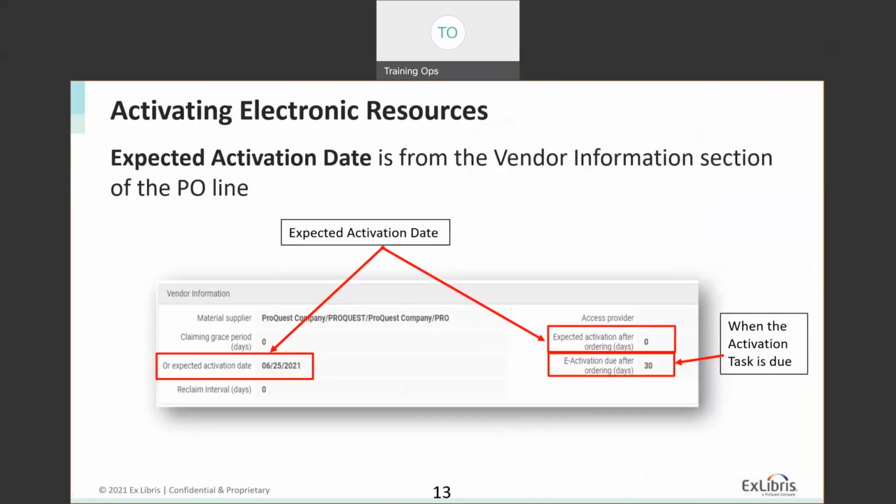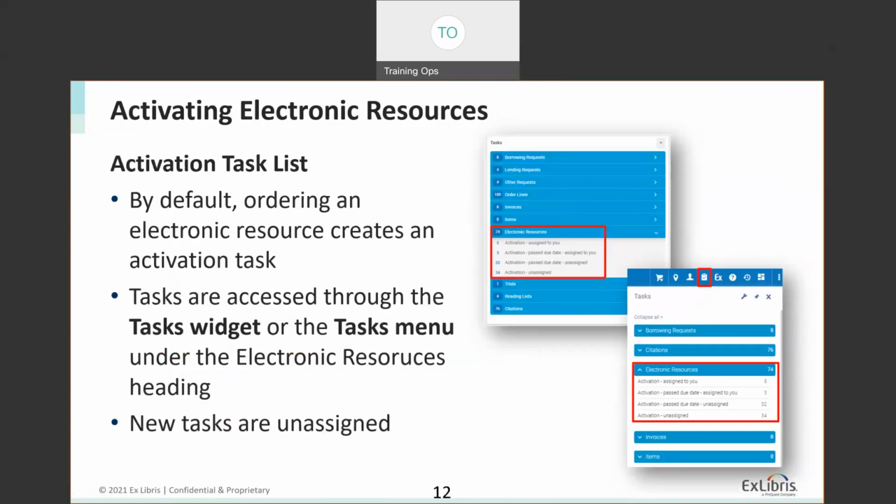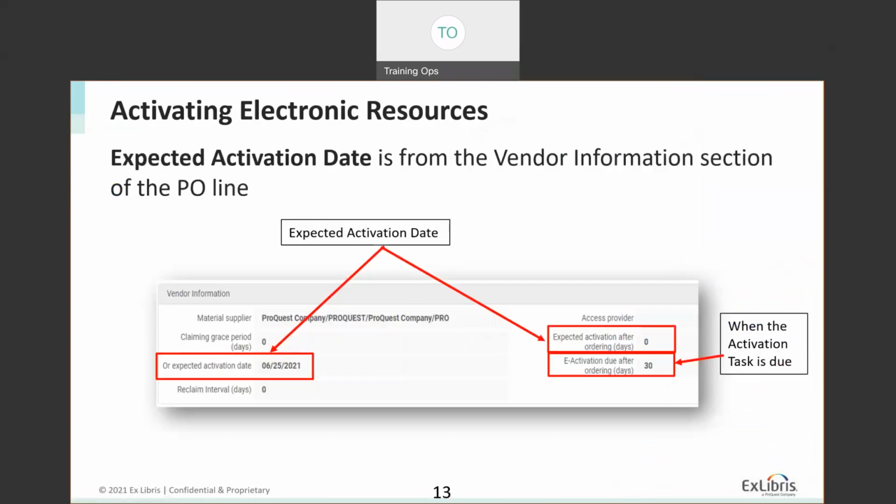Now, notice some of these: activation assigned to you, activation past due date, so they should have been activated. It's essentially a claim. Hey, turn this on. It's past due when you said you would turn this on. And then past due date unassigned and activation unassigned. So those past due dates, where do those come from?